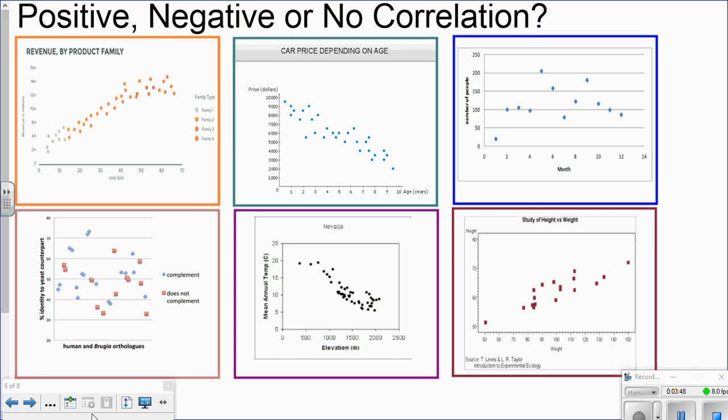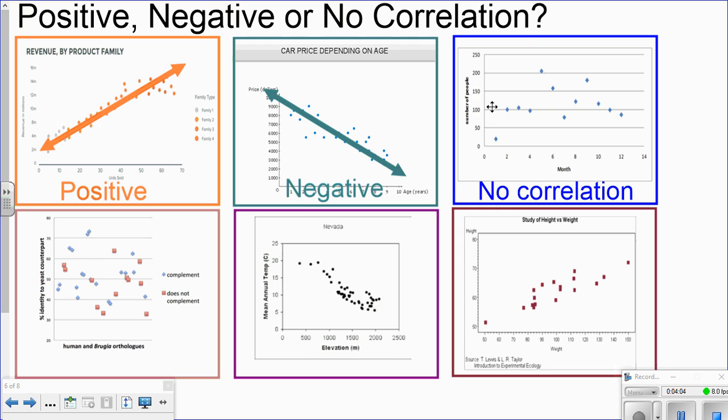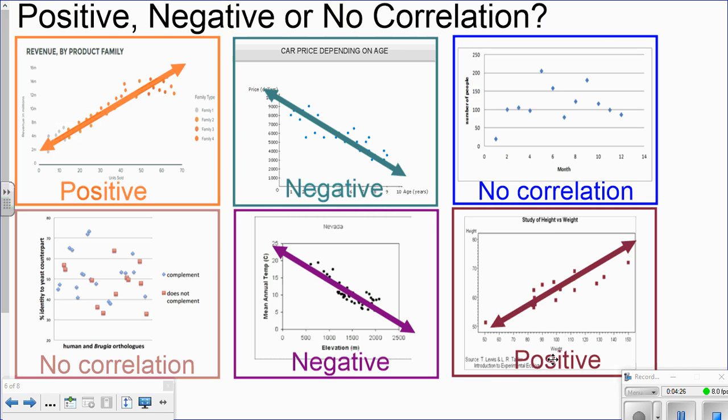So looking at these examples, in this first one, we can see that there is a positive relationship. In the second one, we have a negative relationship. In this third one here, we couldn't draw a line. We couldn't draw a line straight up or straight down, so there's no correlation. In this one, there's also no correlation. We could not get a line that connects enough of those data points to make a straight line. And this one would be negative, and here would be positive.